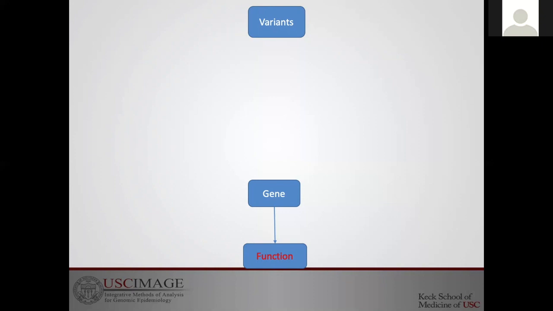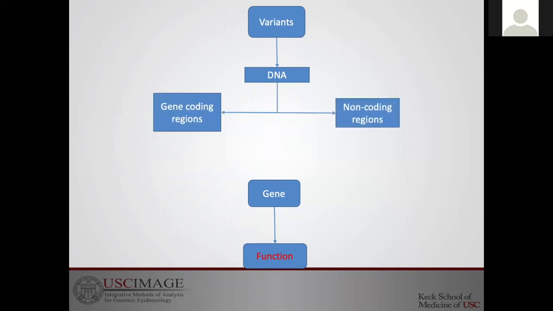How do we do that? We first map the variants to the DNA location using the genomic coordinates. We can then determine whether it is in the gene coding region or non-coding region. If it's in the gene coding region, then it's simple. We can map to the gene directly. However, only 1 to 2% of our genome falls into this region. More than 98% of it is in the non-coding region.